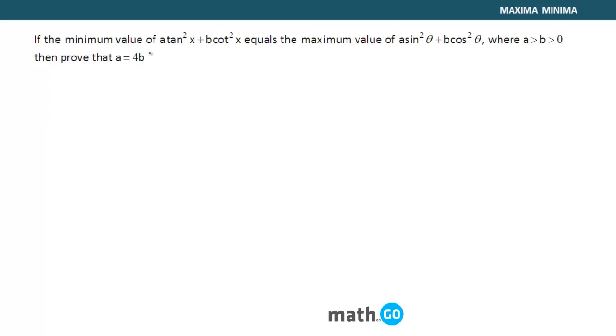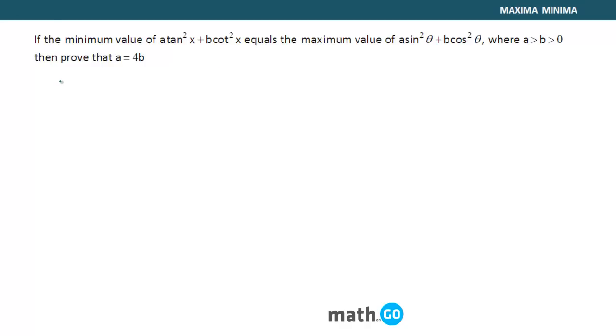It says if the minimum value of this particular function a tan square x plus b cot square x equals the maximum value of the other function, where a and b are given in this relation that both are positive and a is greater than b, then you have to prove that a will be nothing but equal to 4b. Okay, let's see how we will do this first of all.